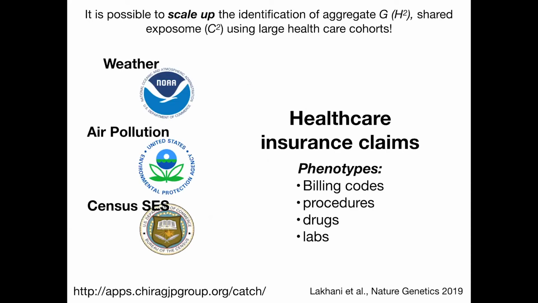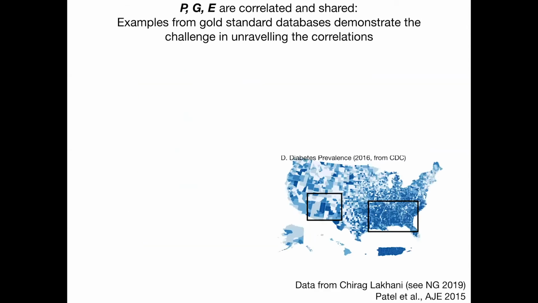So first, the way that we did it in the first case study to solve the aggregate contribution of each of these phenomena is to leverage a large healthcare insurance claims data set. So here we had millions upon millions of individuals, almost 45 million. And we were able to assess phenotypes by billing codes, procedures, drugs, and labs. And what we then did was merge that via zip code to variation in weather, air pollution, and socioeconomic status, all on an area level, to ask the question, what is the role of these specific shared factors with respect to phenotypic variation? But as you know, phenotypes, genotypes, and exposures are correlated and shared.